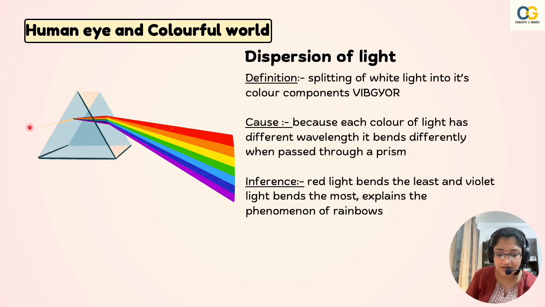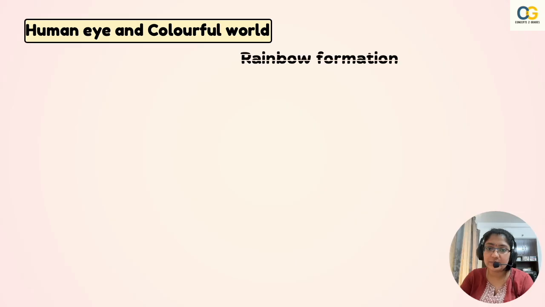And this occurs because each color of light has a different wavelength and it bends differently as it passes through the prism. So the red light bends the least and the violet light bends the most, and this phenomenon of dispersion explains the phenomenon of rainbows. So how is a rainbow formed?